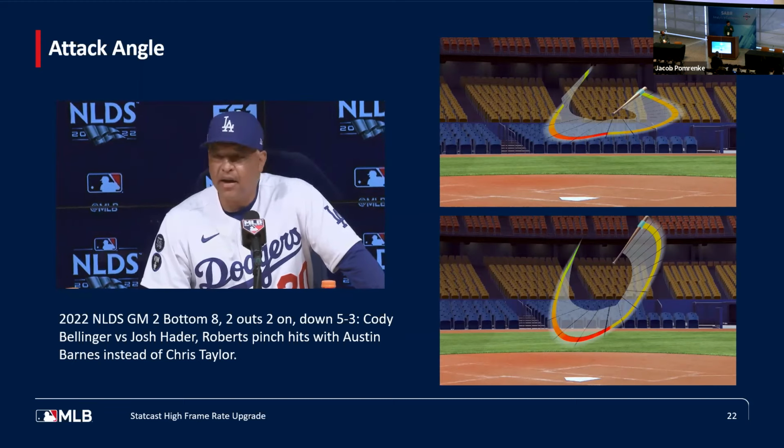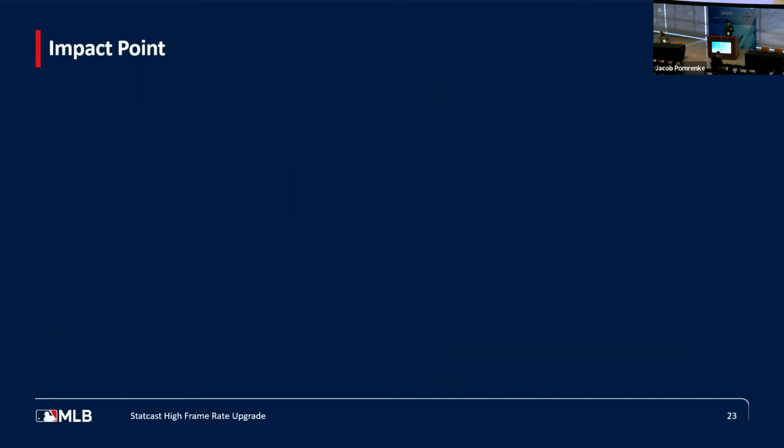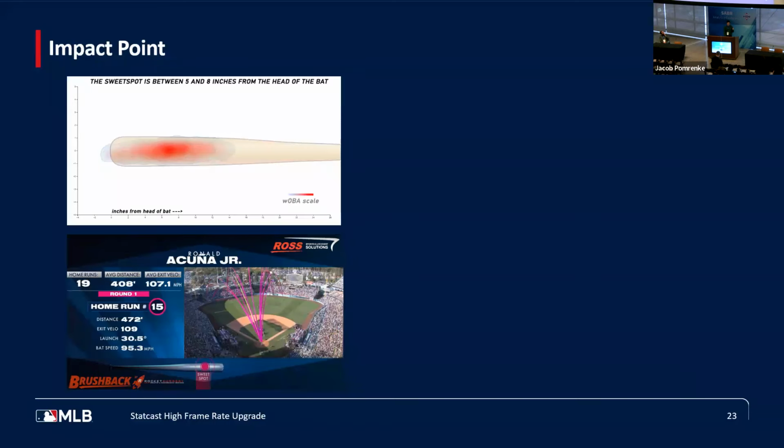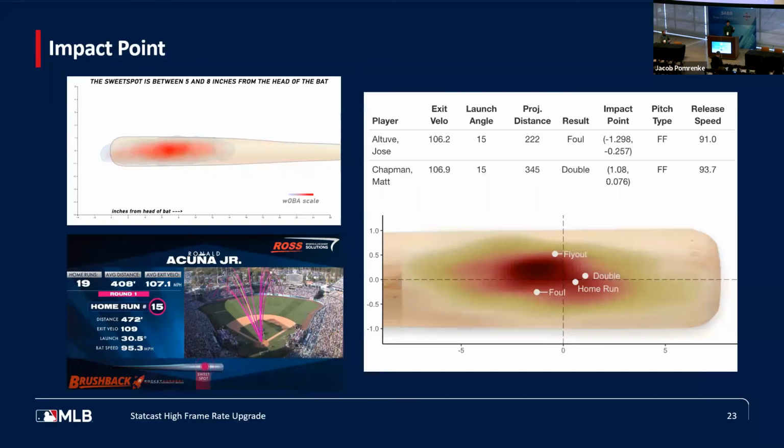Austin, I really love. Additionally, we can talk about the impact point. So this is where along the bat the ball strikes the bat. We have a couple different examples of graphics here that we've used. On the top left, we have one put together by Tom Tango and Mike Petriello for an article on MLB.com showing the graphic using on the bat, the wOBA based on where the ball struck the bat.